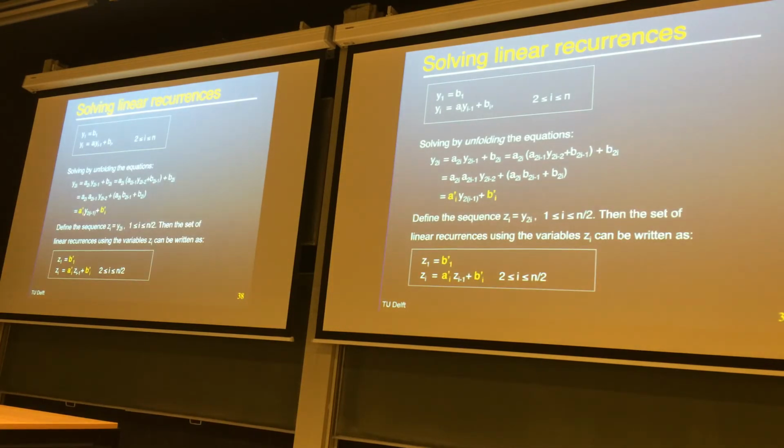What is the result? The result is a sequence, call it zi, of even terms of your original recurrence equation. And again, that's a recurrence equation. z1 is b prime 1, and zi equals a prime i times zi minus 1 plus b prime i, for i between 2 and n divided by 2. So this unfolding step helps you to reduce the number of unknowns.